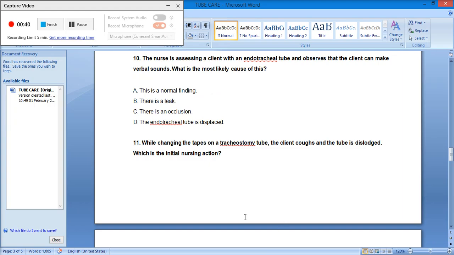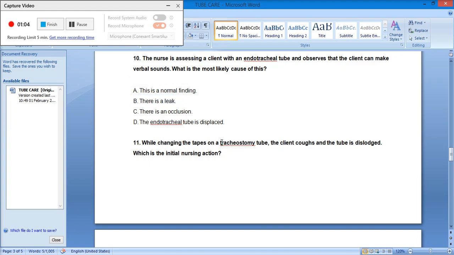The nurse is assessing a client with an endotracheal tube and observes that the client can make verbal sounds. What is the most likely cause of this? A. This is a normal finding. B. There is a leak. C. There is an occlusion. D. The endotracheal tube is displaced. The correct answer is B. There is a leak.